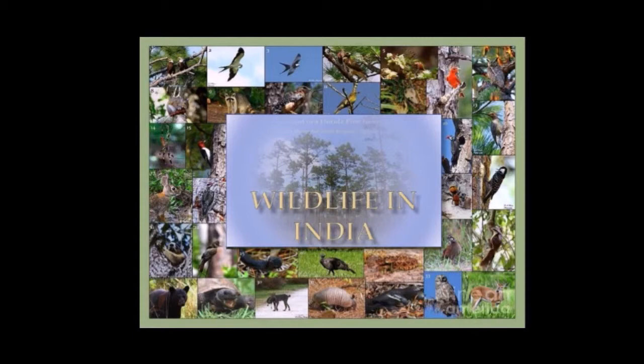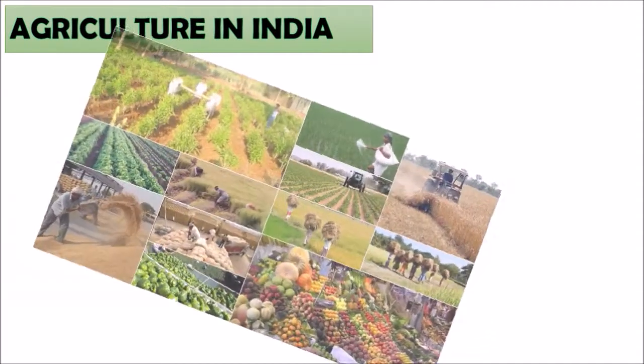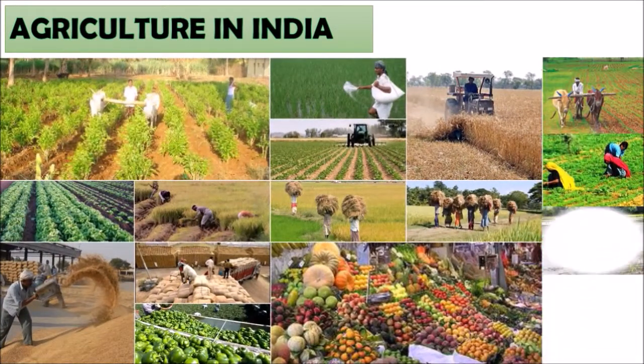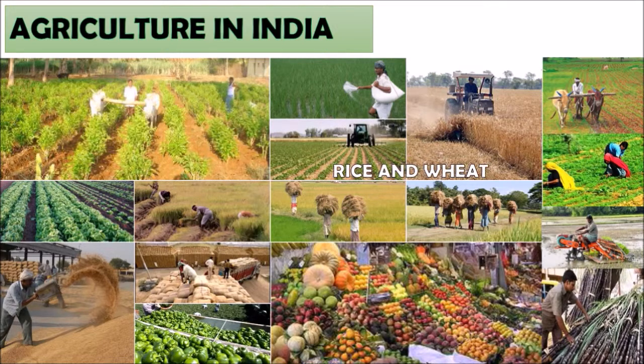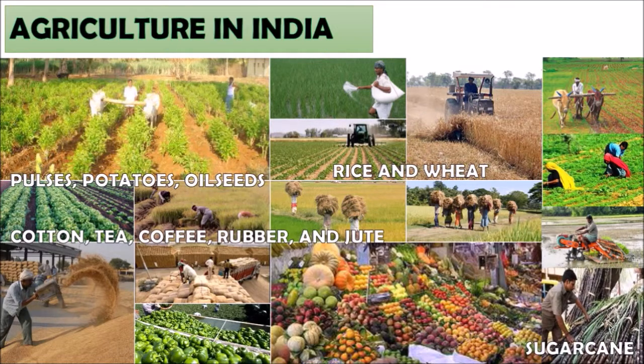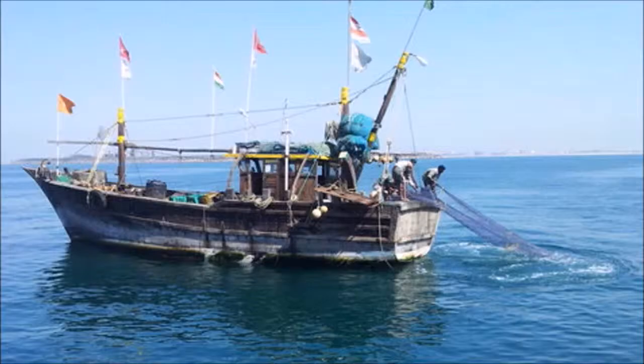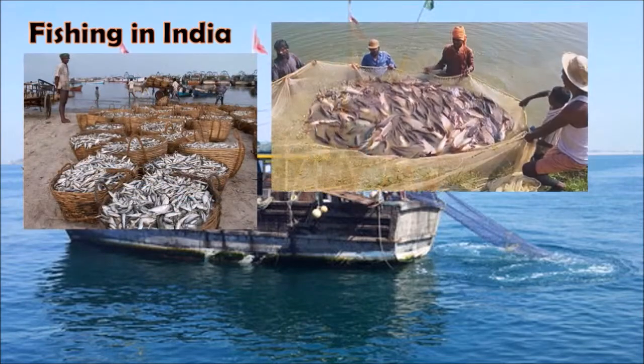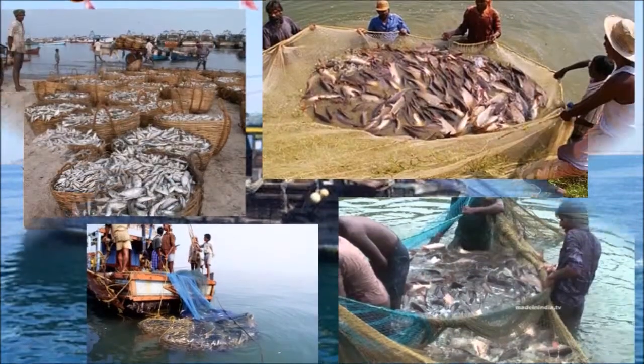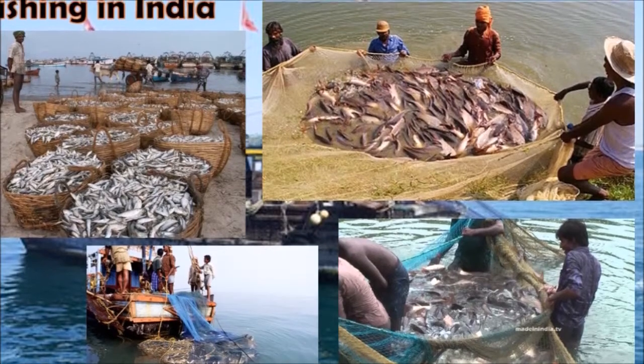Diversity of wildlife and a variety of protected habitats. India's agriculture is composed of many crops, with the foremost food staples being rice and wheat. Indian farmers also grow pulses, potatoes, sugarcane, oilseeds, and such non-food items as cotton, tea, coffee, rubber, and jute. India is a fisheries giant as well. A total catch of about 3 million metric tons annually ranks India among the world's top 10 fishing nations.